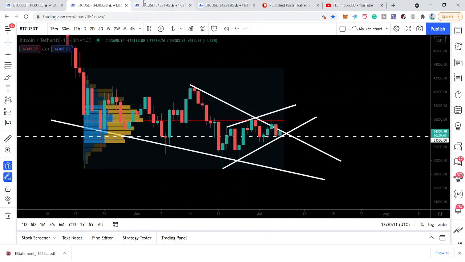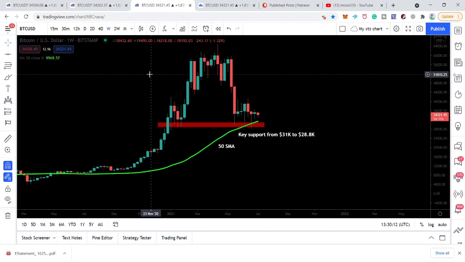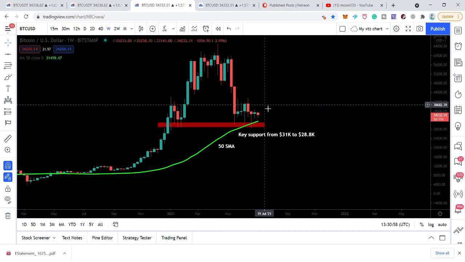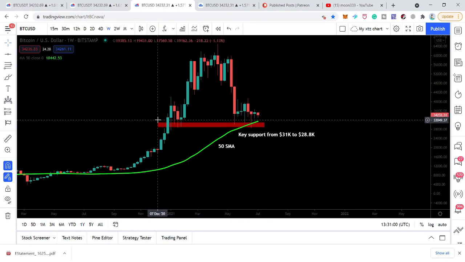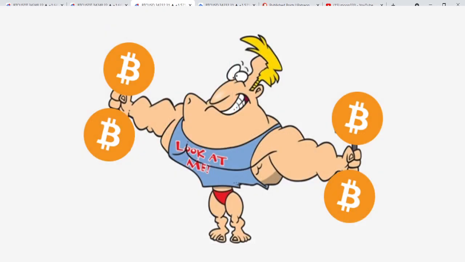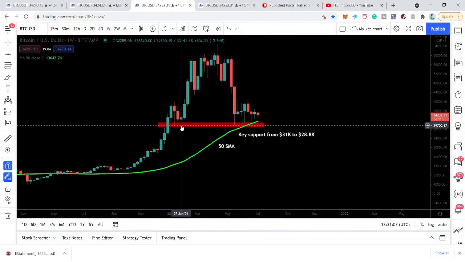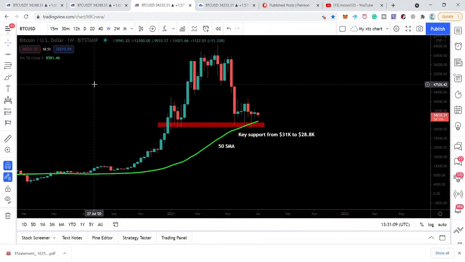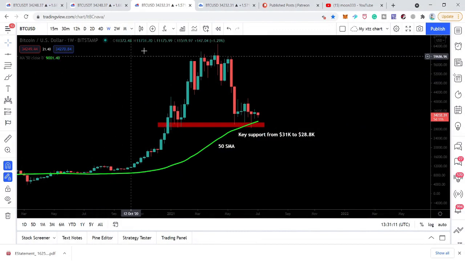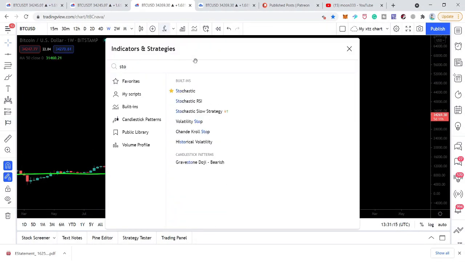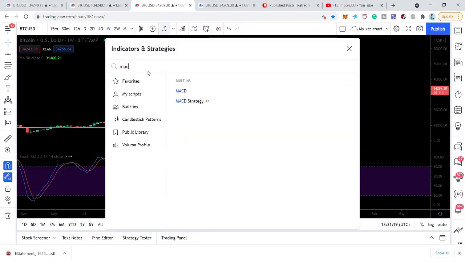Now, if we take a look at the weekly, long-term time frame chart, then we can see that we are still holding the support above this 50 simple moving average and this very strong support zone of $31,000 to $28,800. And if we take a look at the different indicators, for example, first I want to place the stochastic RSI, and let me show you the MACD as well.